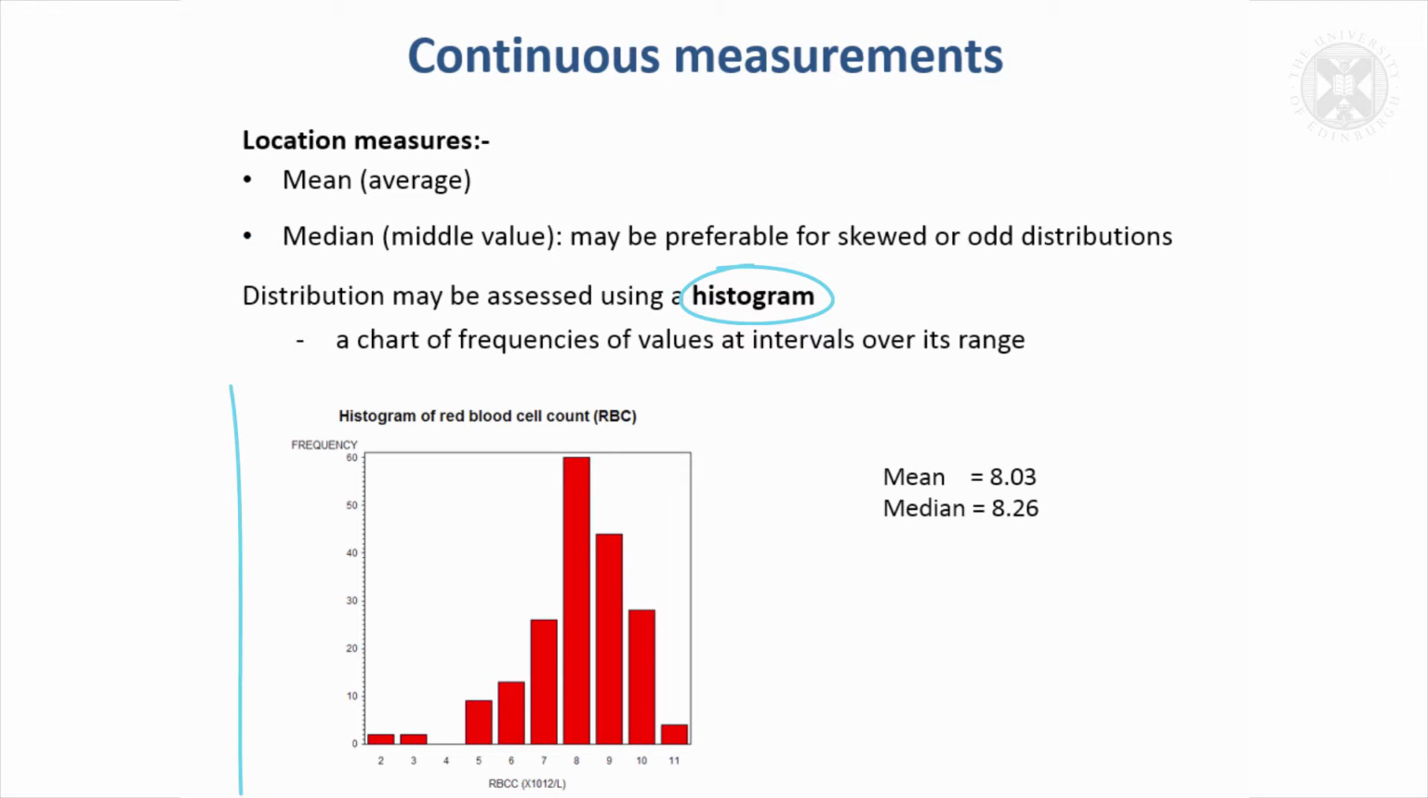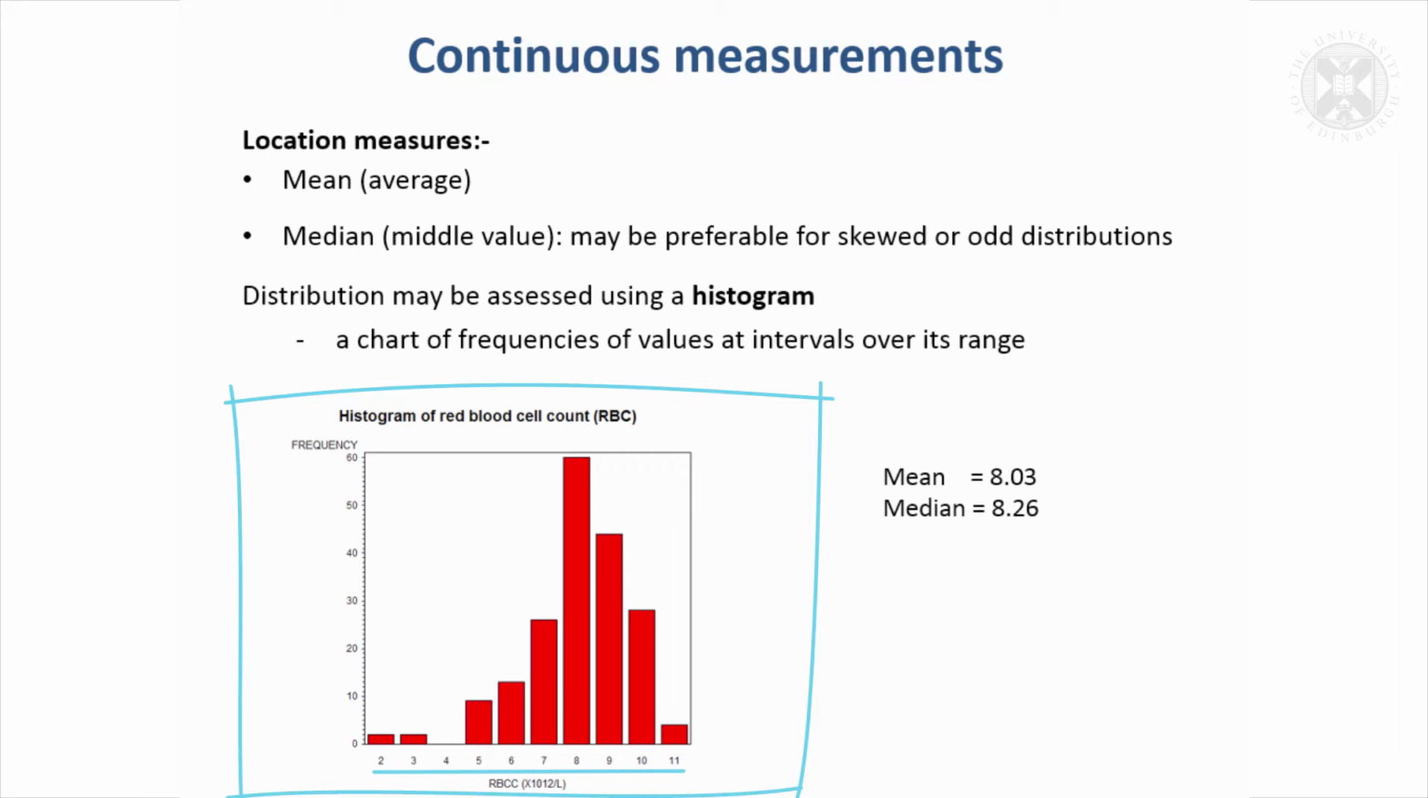So this is a histogram of a number of the measurements taken in that experiment, which was red blood cell count. What a histogram does is it plots the frequency, the number of values occurring at each point. So red blood cell count is measured here. It runs from about just under 2 up to 11, and there are about 2 values that have a value of 2, 2 have a value of 3, none have a value of 4, and so on, and the majority have got a value of 8.